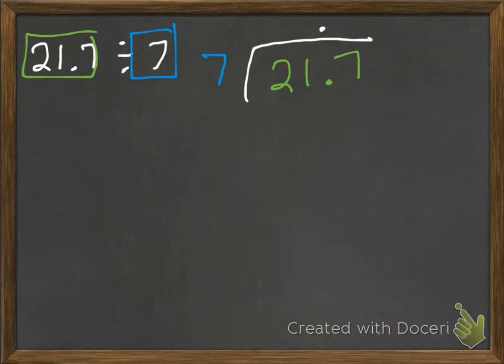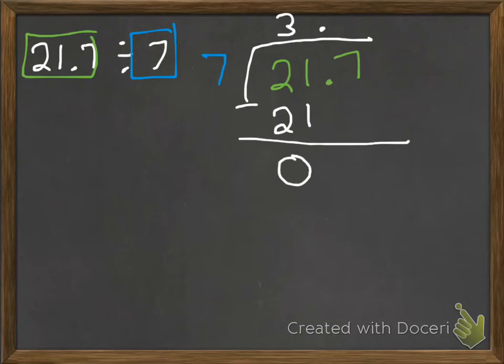Can 7 go into 2? No, it can't. 2 is too small. But can 7 go into 21? Yes, that we can do. How many times can 7 go into 21? 3. So we divided. 7 goes into 21 3 times. Beautiful. Division. Now let's do multiplication. 7 times 3 is 21. We multiply. Let's go ahead and subtract now. 21 minus 21. Well, that's 0.